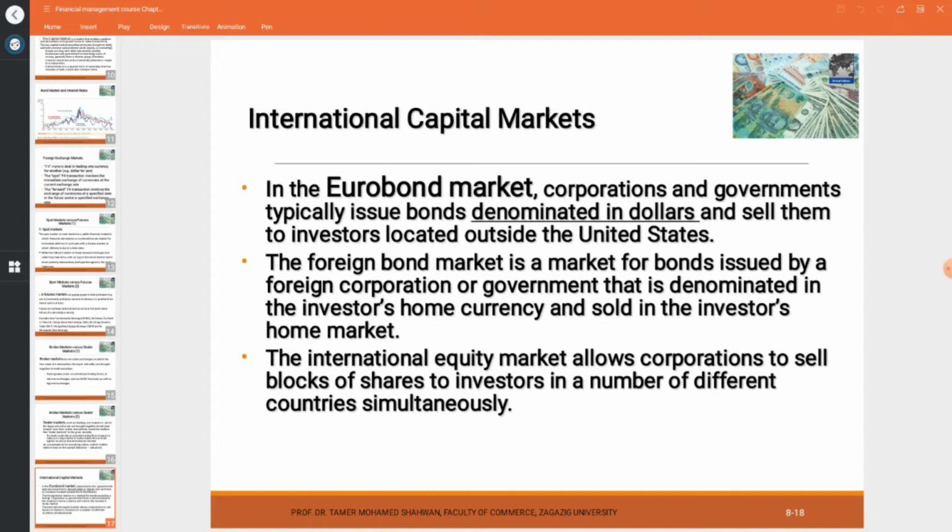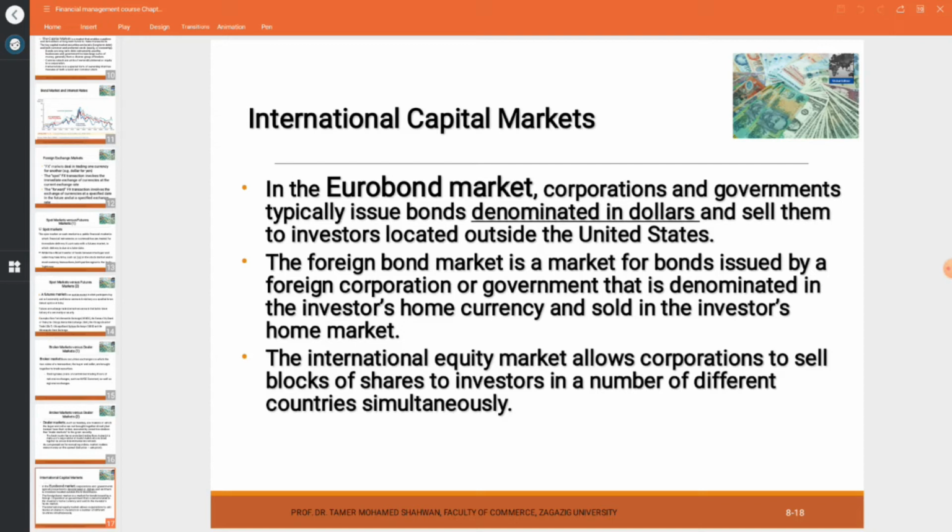Also, one classification, we could classify the financial market into local market and international market. One of the famous international markets is what we call the eurobond market. In the eurobond market, corporations and governments typically issue bonds denominated in US dollars, but they sell these bonds to investors located outside the United States. If you are issuing bonds denominated in US dollars but selling these bonds in a market outside the United States, this will be considered a eurobond. And this is the difference between the eurobond market and the foreign bond market.